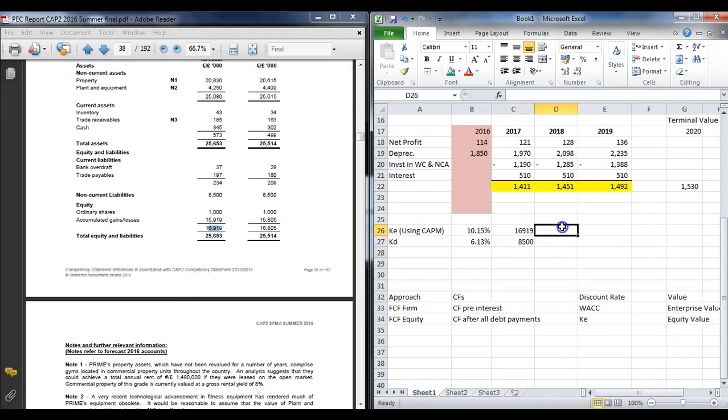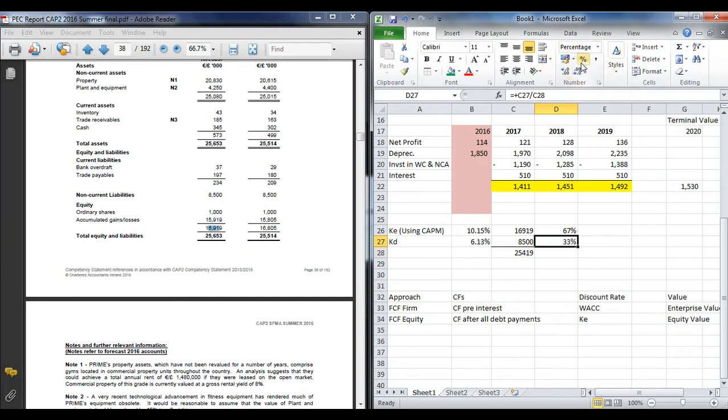Now we just weight them. So the total capital in the company is 25.4 million, and that represents about 66% equity, and about 33% then is debt.